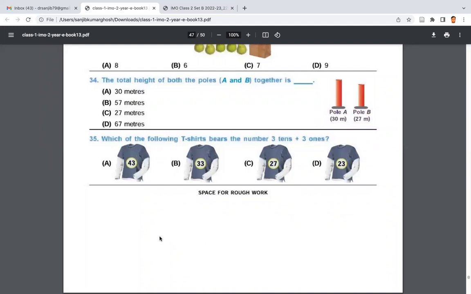31, 31, 31. 30. Very good. Excellent, Beta. Explain me your answer, Shuanshu.